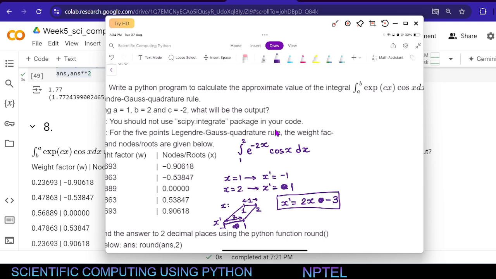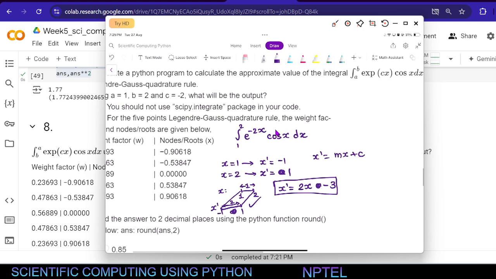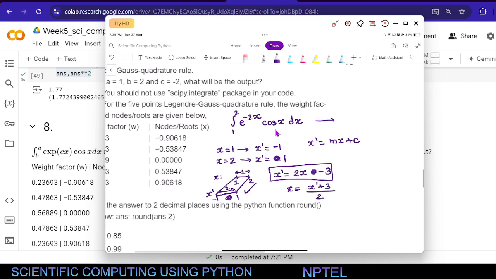If it's not clear, you can of course just use x prime equal to mx plus c, or ax plus b. Okay, and then put these values and you get m and c. That's the formal way. Anyway, you get an x prime, which is a linear transformation of x. So you can invert this, right? So x will be x prime plus 3 by 2.